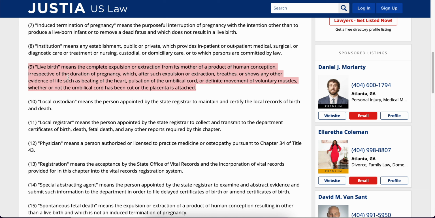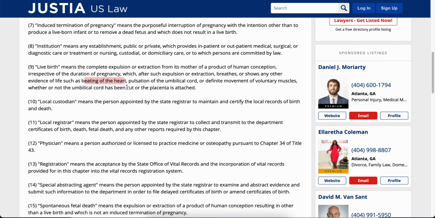But if you look in the definition of live birth, just type in "live birth defined" or "live birth legal definition" and put your state behind it. Put it in your Google search and you should find the code in your state for what they refer to as a live birth, and they're all going to say the same thing. It means the complete expulsion and extraction from its mother of a product of human conception, irrespective of the duration of pregnancy, which after such expulsion or extraction breathes or shows any other evidence of life, such as a beating of the heart, which is the baby.